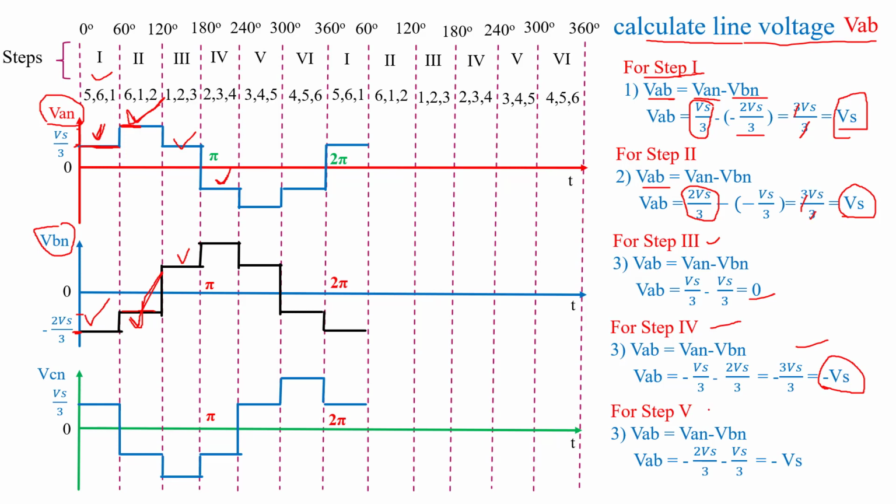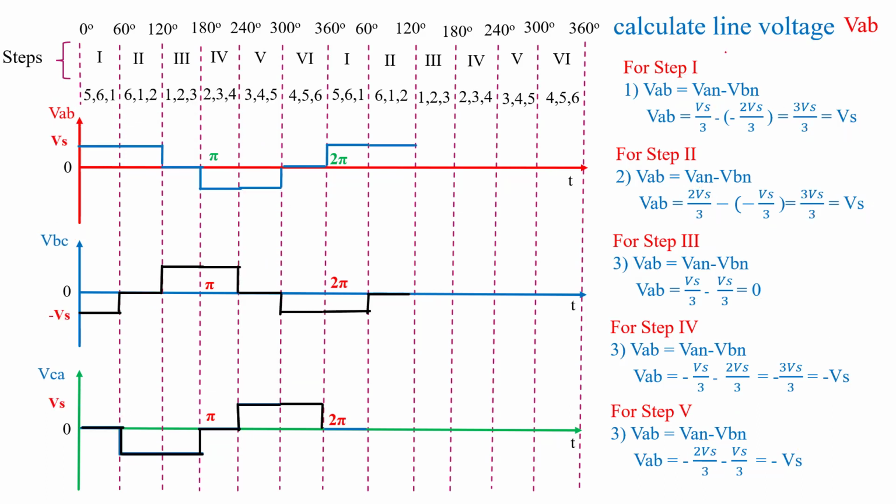For step 5, again we calculate VAB. The value of VAN is minus 2 Vs by 3, so here I write minus 2 Vs by 3. For step 5, VBN is Vs by 3. After calculating, we get minus Vs. So in this way, we calculate the value for line voltage. After getting this value, we draw the waveform.